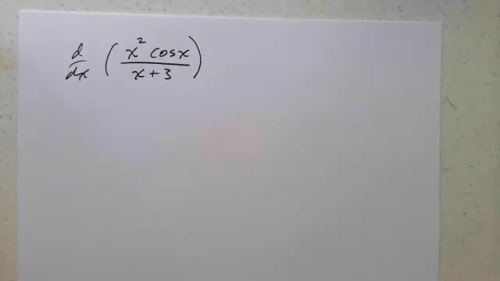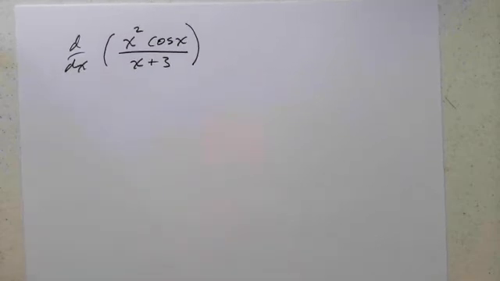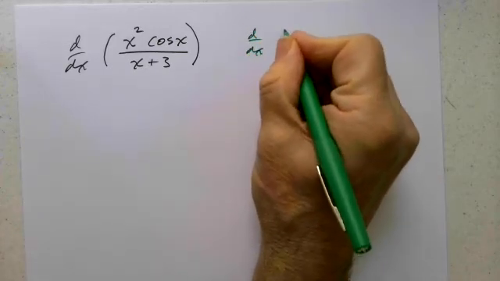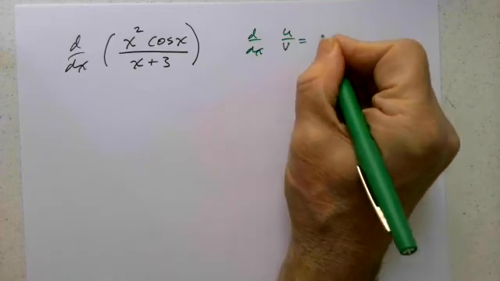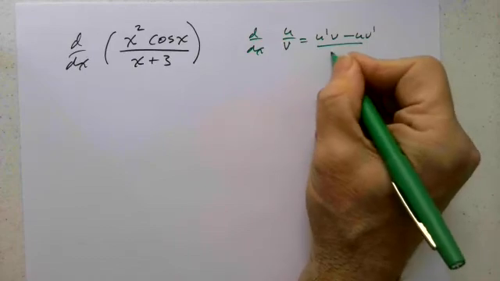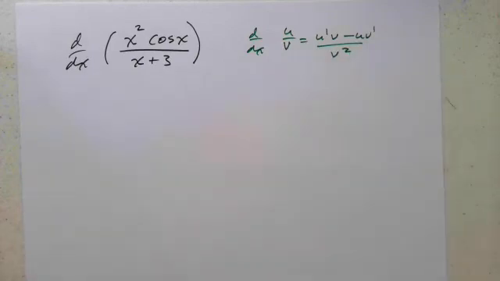So there's a lot going on here that we need to keep in mind. We're going to start with the quotient rule and then maybe do a product rule in the midst of the quotient rule. So let's remind ourselves of what that quotient rule is. The derivative with respect to x of u over v is u prime v minus uv prime over v squared.